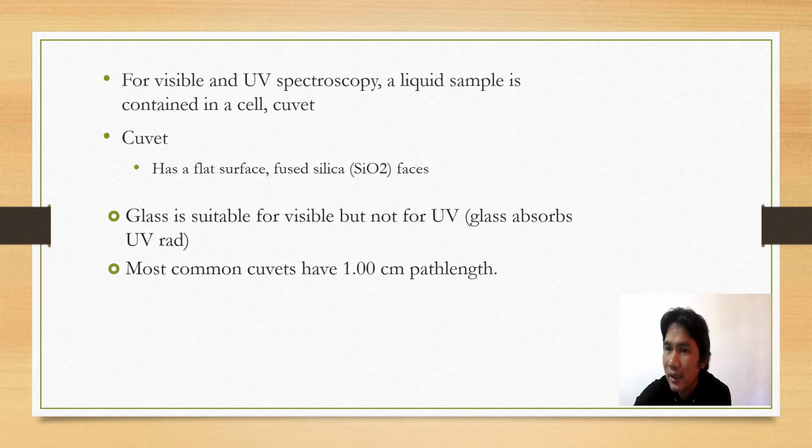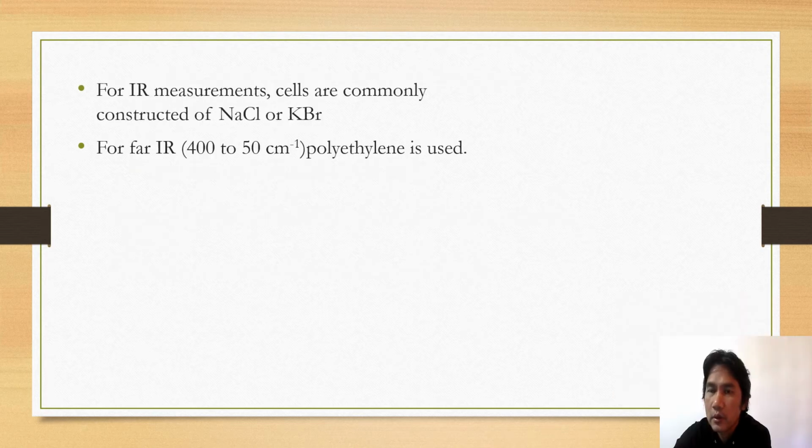However, glass is not suitable for UV spectrophotometry because glass absorbs UV radiation. And most often, the path length of the cuvette is 1.0 centimeter. For infrared measurements, the cells are made of sodium chloride or potassium bromide. For far IR, a polyethylene cell is used.